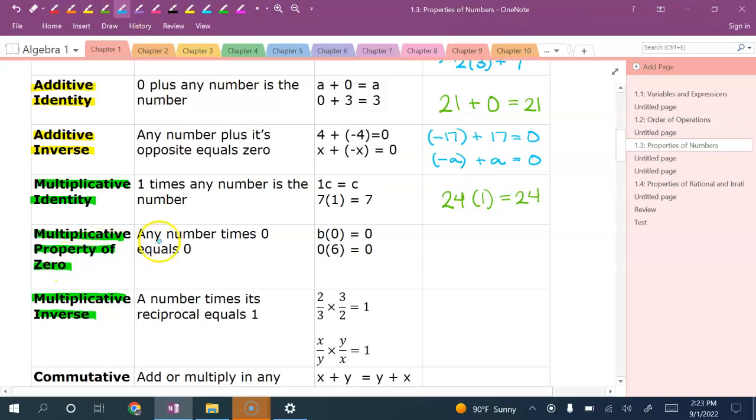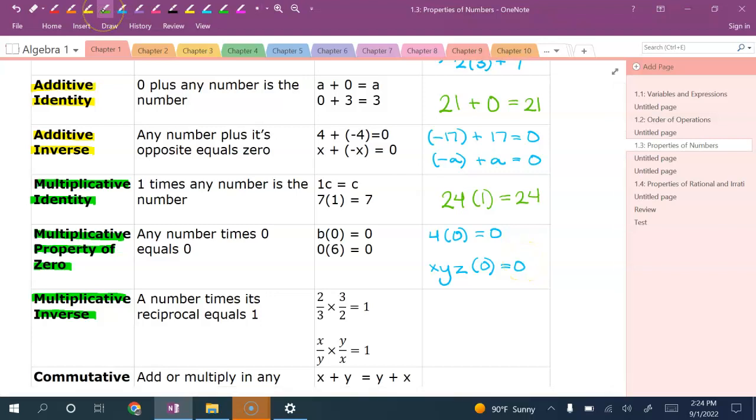Multiplicative property of 0 is if you take any number times 0, it's going to equal 0. And again, that could be 0 times anything, or it could be a number times 0. It could even be something larger, like x, y, z, all those letters times 0 is still going to be 0.